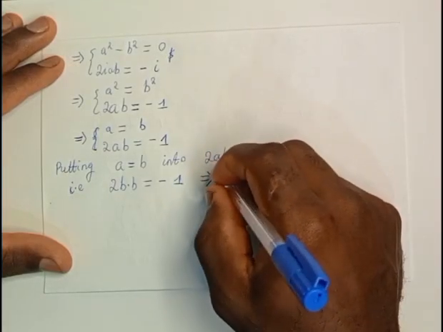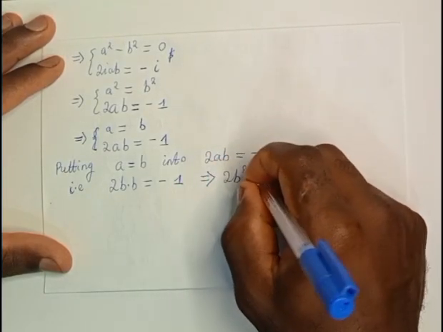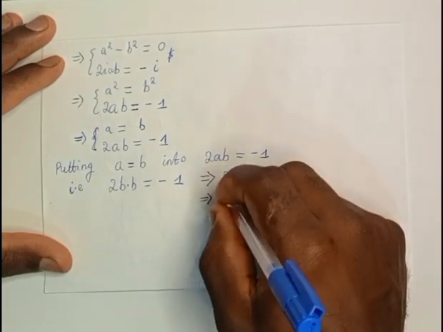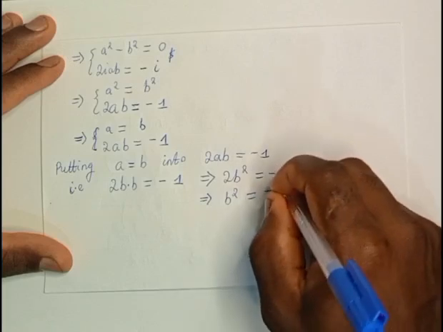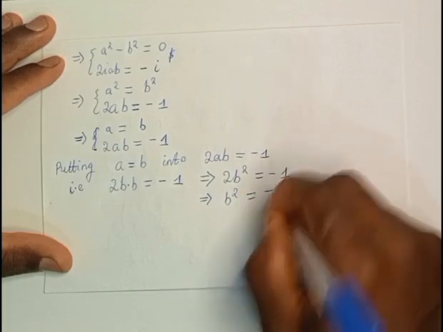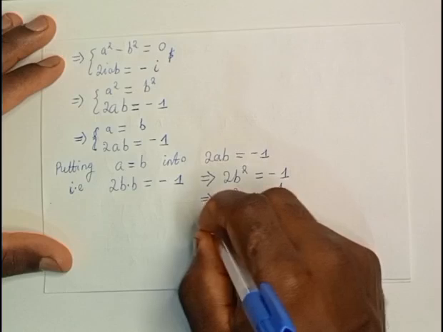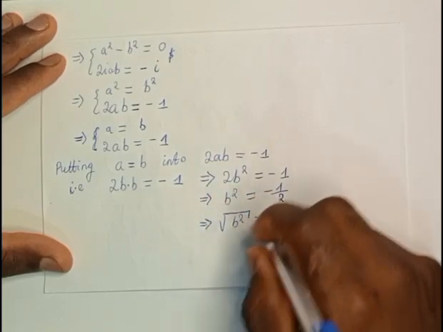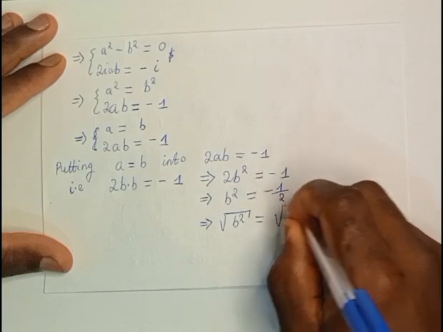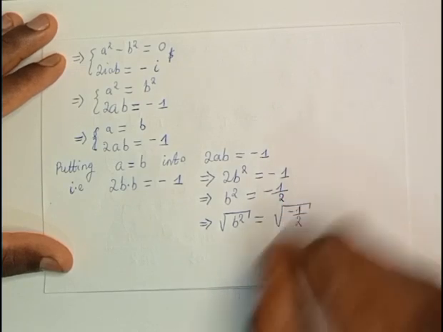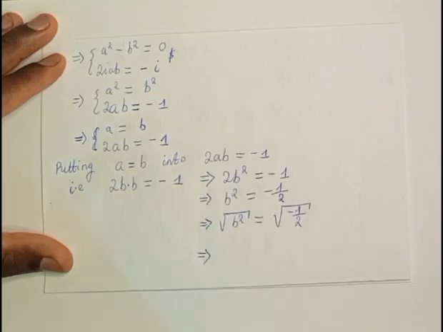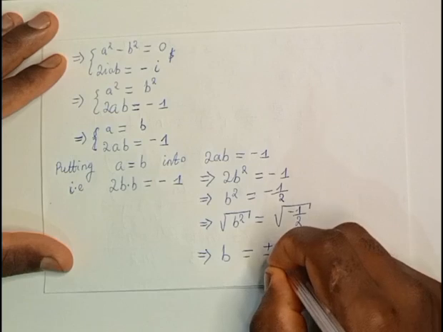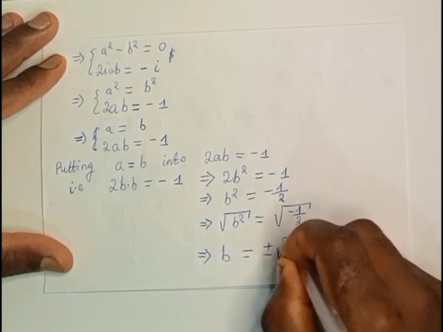Then 2b squared is equal to negative 1. Next, we divide both sides by 2. This will give us b squared equal to negative 1/2. Then, if we take square roots on both sides, the square root of b squared will simply be equal to the square root of negative 1/2. Then b will be equal to plus or minus the square root of negative 1/2.